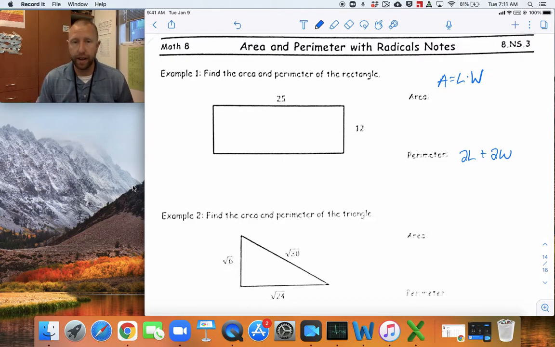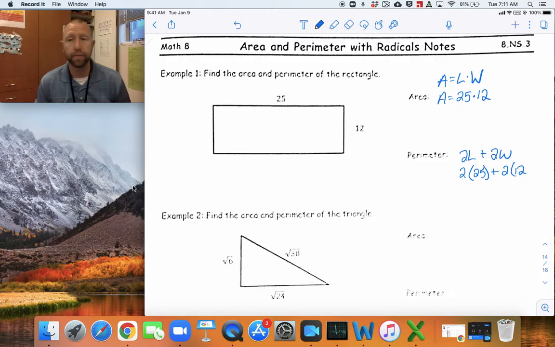So to find the area, I see this rectangle measures 25 by 12. So my area equals 25 times 12. And I'm going to do the same thing for the perimeter. The perimeter equals 2 times 25 plus 2 times 12. Oops, close my parentheses there. And then just go ahead and multiply those, right?